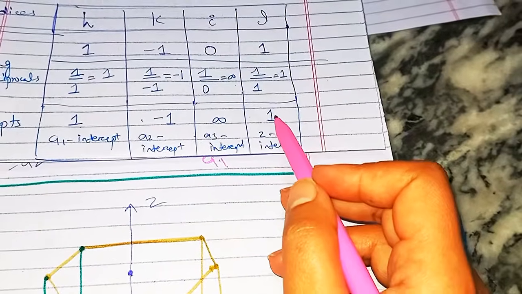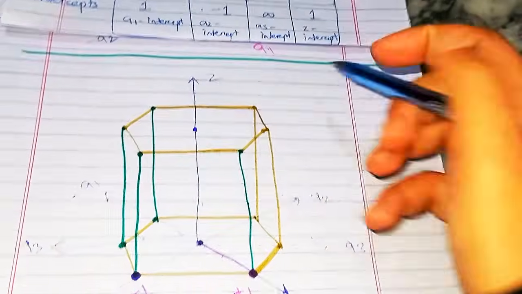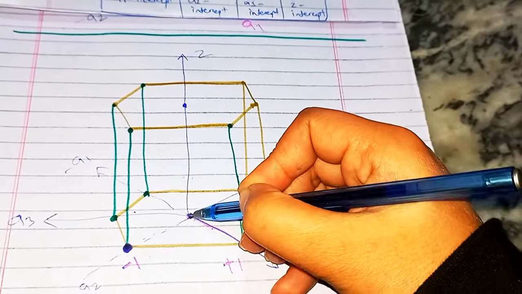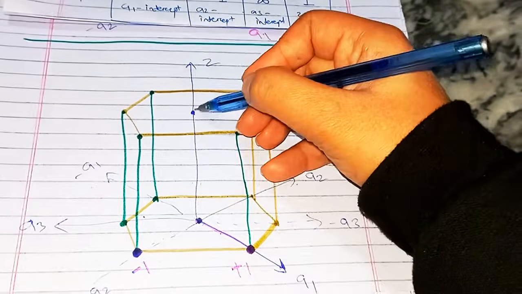Next we have the z-intercept, which is 1. Starting from origin all over again, 1 means one corner to the other corner. So this is one corner. Starting from origin, we will move vertically upward, which is the z direction.